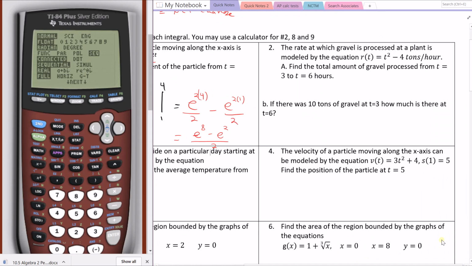Okay, next one. The rate at which gravel is processed at a plant is modeled by this equation. It's that same equation we did in the notes. In tons per hour, find the total amount of gravel processed from t equals 3 to t equals 6 hours. So if we want the total amount of gravel processed, then we need to know the integral from 3 to 6 of, in this case, because we want the total amount, we want this absolute value.